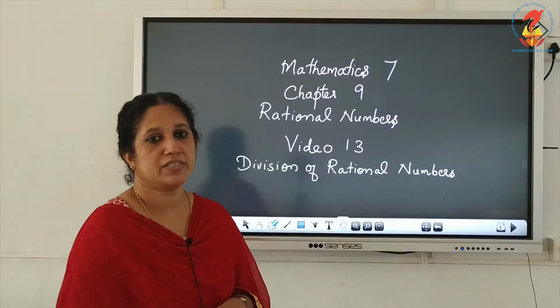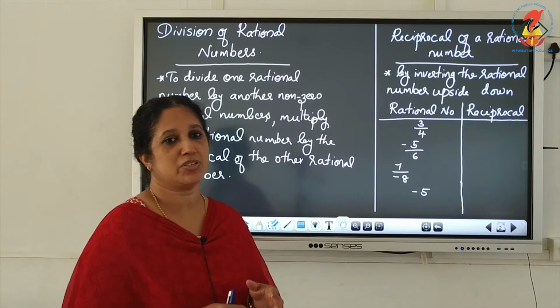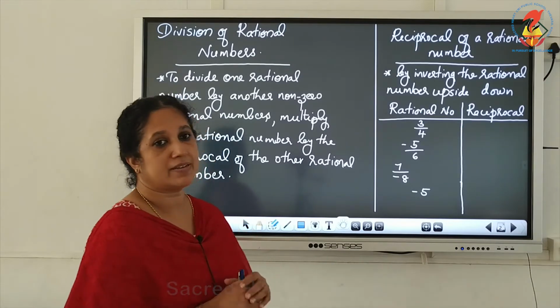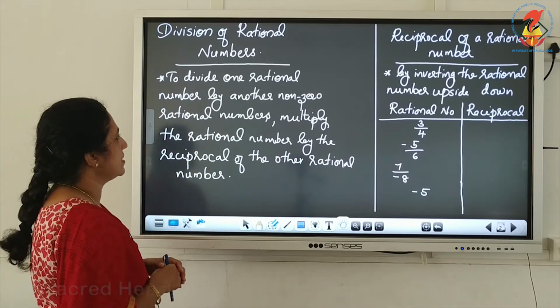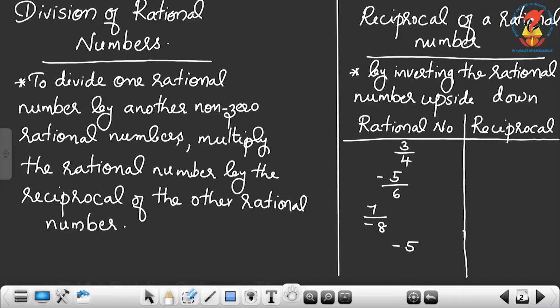Next topic is division of rational numbers. You have already learned about the division of fractions. The same way we have to do with the rational numbers also. So, if you want to divide one rational number by another non-zero rational number, multiply the rational number by the reciprocal of the other rational number.